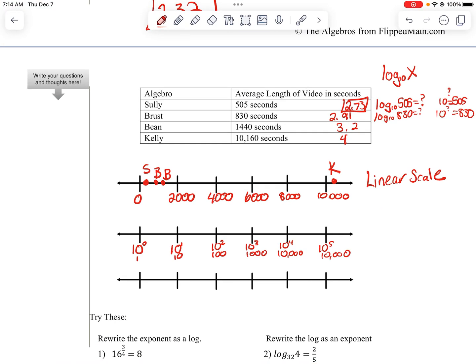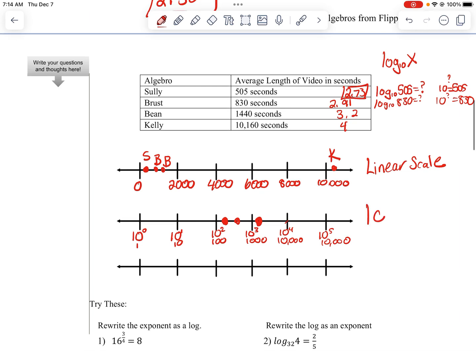So if I graphed these, we're graphing, to what power? So 2.73, well, here's 10 squared, 10 cubed, so 2.73 would be right here. 2.91, 3.2, and 4. So we can see they're not quite as spread out. So this is our log base 10.